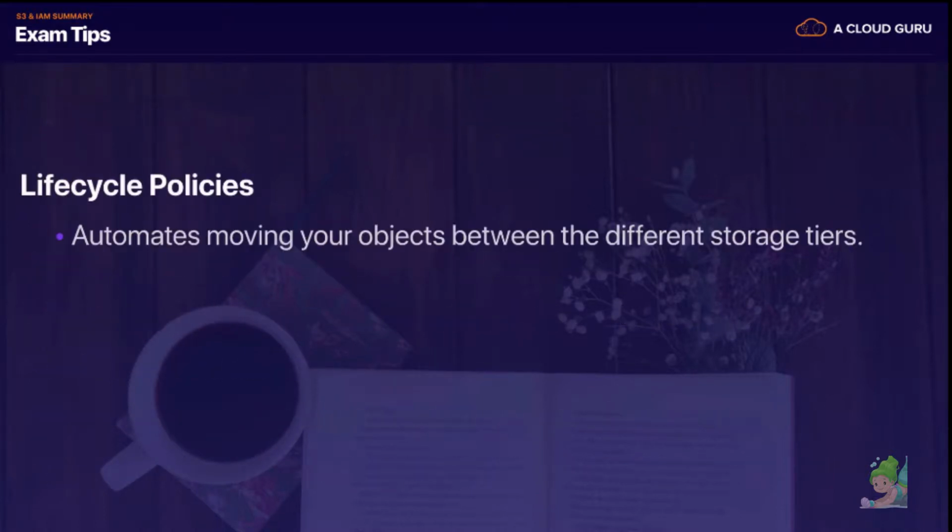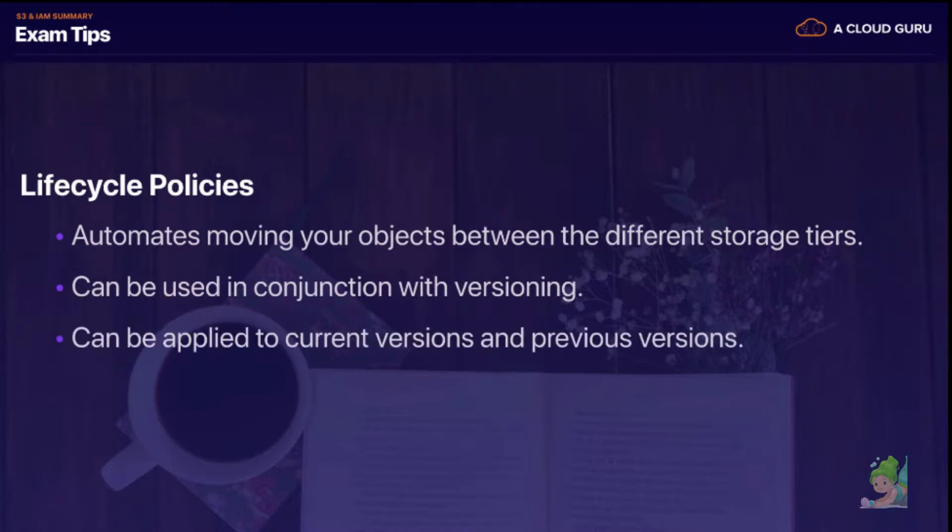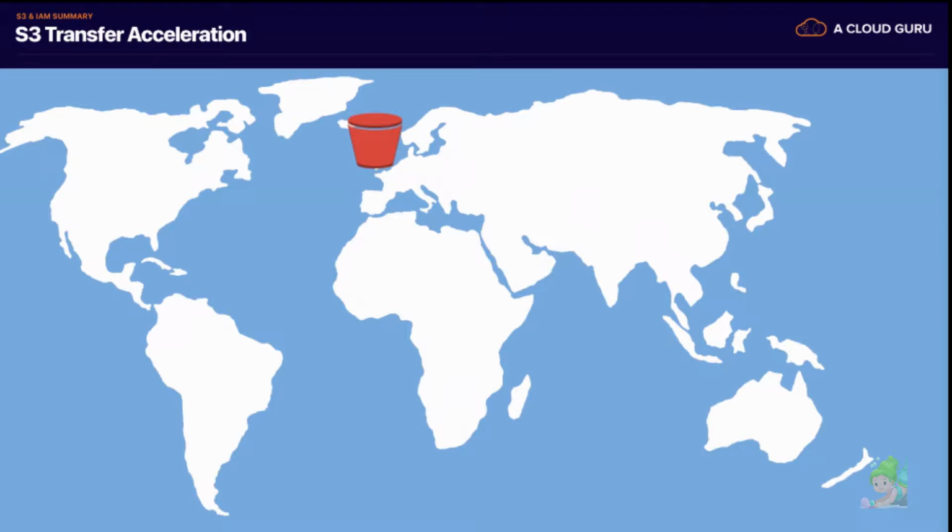Moving on to lifecycle policies. So what is a lifecycle policy? Well, basically, it automates moving your objects between the different storage tiers. That's all the policies are. And they can be used in conjunction with versioning, and they can be applied to current versions as well as previous versions.